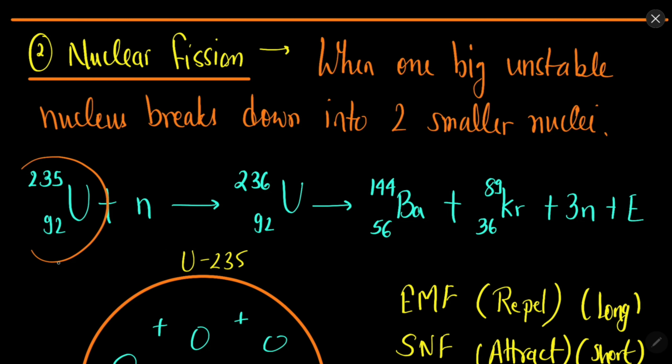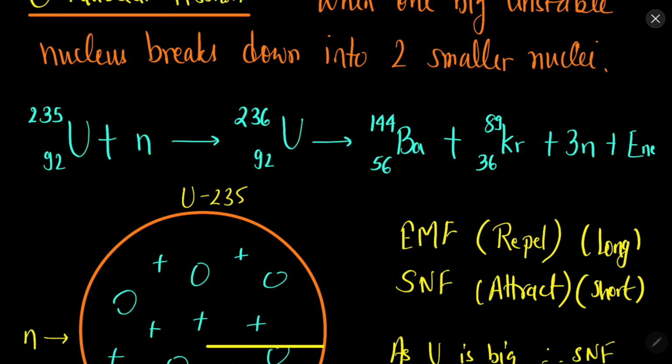So uranium 235 is unstable, and if a neutron is collided with it, then it will break instantaneously into barium and krypton, and 3 neutrons are also released in the process, and a lot of energy is released. A lot of energy is released when the nucleus of the uranium atom breaks. So either it is fusion or fission, in both the processes a lot of energy is released because some of the mass is converted into energy.